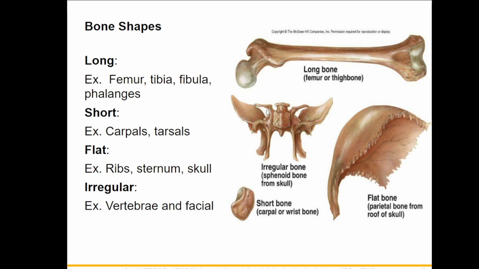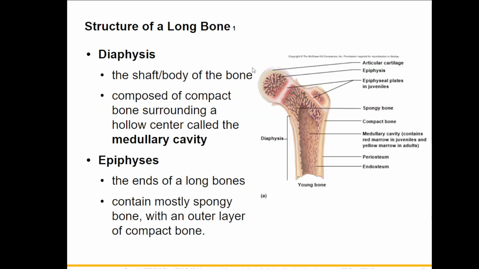Yeah. So I introduced to you the bone shapes because I want to talk about the structure of a long bone. So we're going to focus on that. This is how a long bone would look like. So first, I want to introduce to you the diaphysis. This is the diaphysis, the body or the longer part of the bone. So it is the shaft, as they would say.